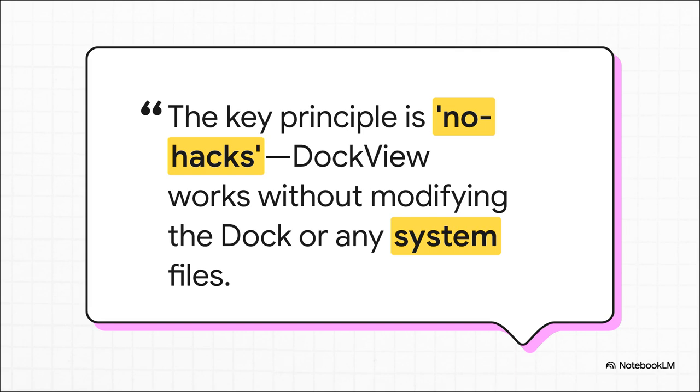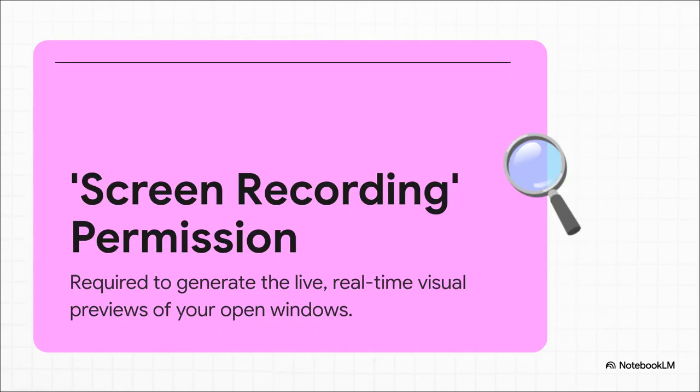This right here is probably the single most important point for your peace of mind. DockView follows a strict no-hacks principle. That means it doesn't mess with, alter, or inject code into any of your core system files. And why is that so crucial? Because it means the app isn't going to break every time Apple releases a new macOS update. It guarantees long-term stability.